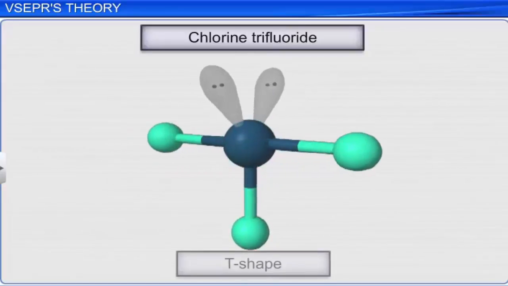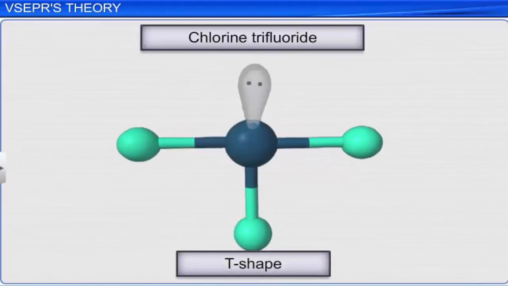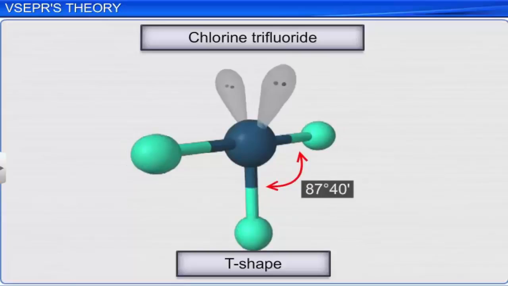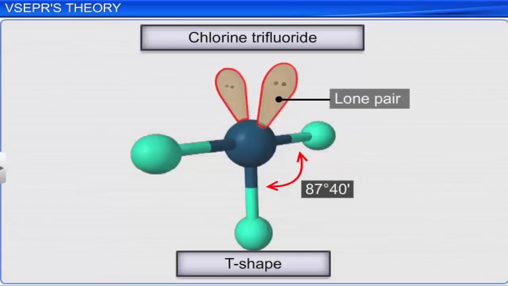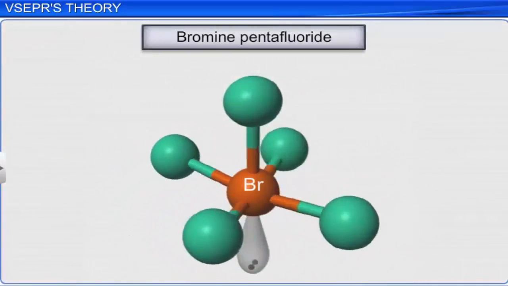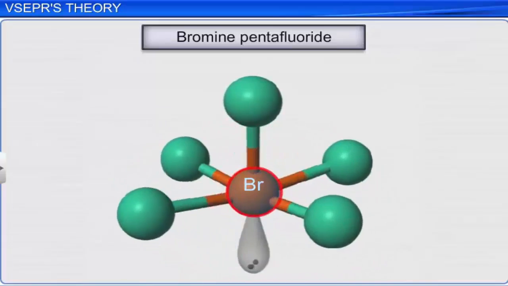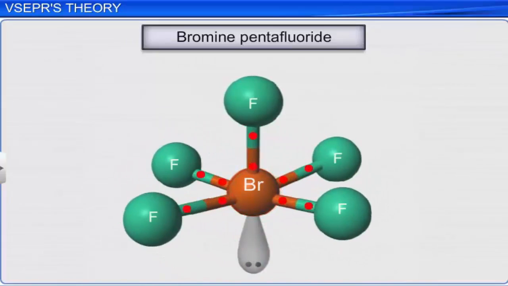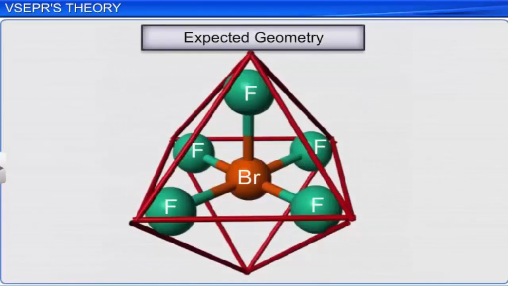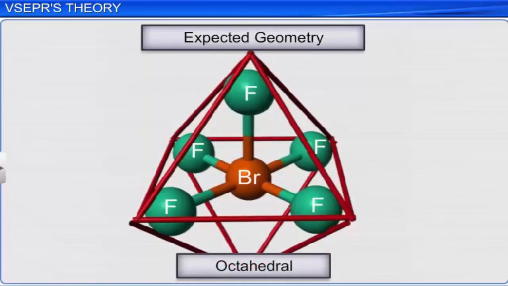The chlorine trifluoride molecule is T-shaped and its bond angle is 87 degrees 40 minutes, and the molecule shape is distorted due to the 2 lone pairs of electrons on the central chlorine atom. In a molecule of bromine pentafluoride, the central atom bromine has 5 bonded pairs of electrons and 1 lone pair of electrons. Therefore, the geometry of the molecule is distorted octahedral, or square pyramidal. It is due to the presence of a lone pair of electrons on the central bromine atom.